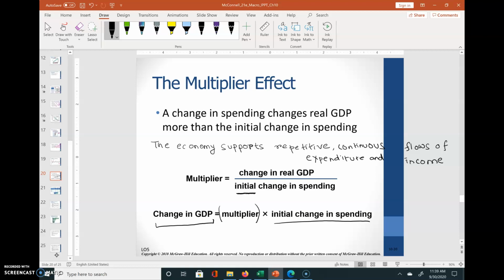Just to let you know, this is the formula I have here. Multiplier is equal to change in real gross domestic product over the initial change in spending. So this multiplier effect works because the economy supports repetitive and continuous flows of expenses as well as income.